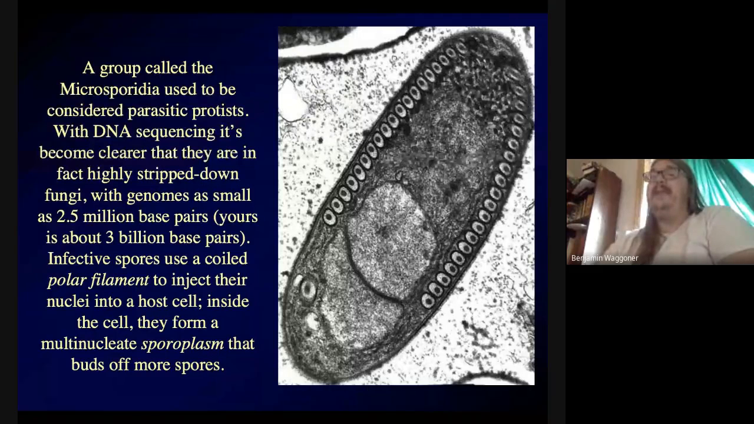You have about 3 billion base pairs in your DNA. There is a microsporidian that gets by with less than 1,000th of that, 2.5 million base pairs, coding for something like 1,800 proteins. That's the smallest genome known among eukaryotes.